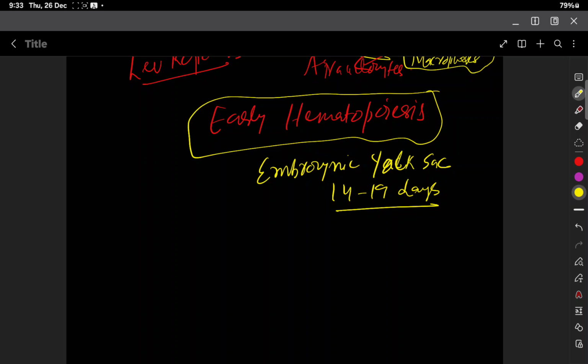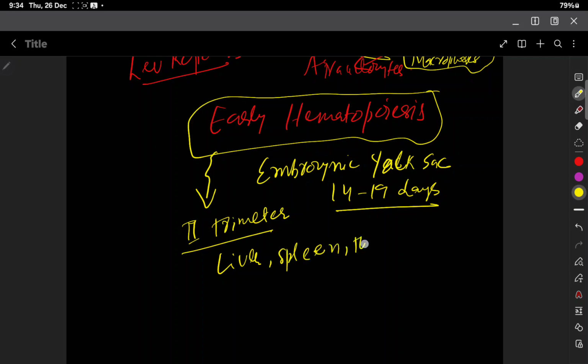The predominant sites of early hematopoiesis in the fetus during the second trimester of pregnancy are generally the liver, the spleen, the thymus, and lymph nodes. So this occurs after 14 to 19 days of development of the embryonic yolk sac, generally in the second trimester of pregnancy. There are 3 trimesters of pregnancy: 3 months plus 3 months plus 3 months.